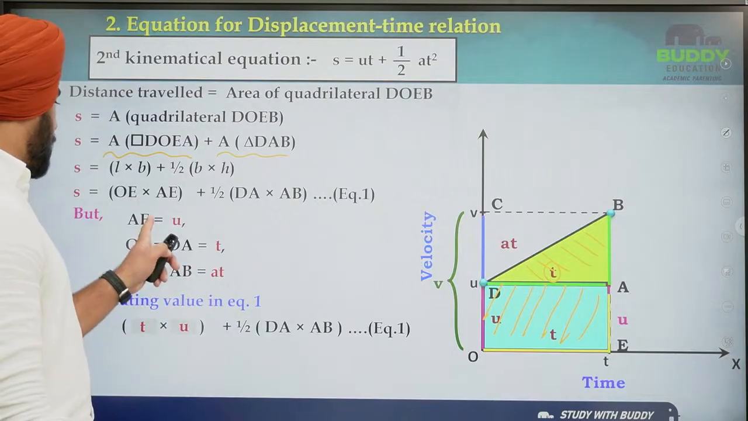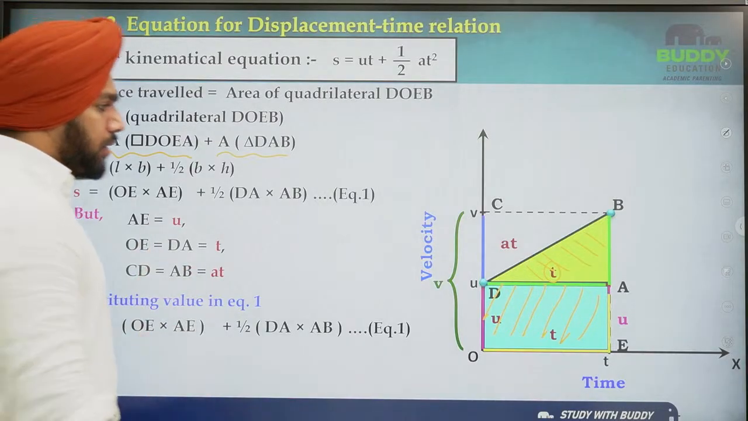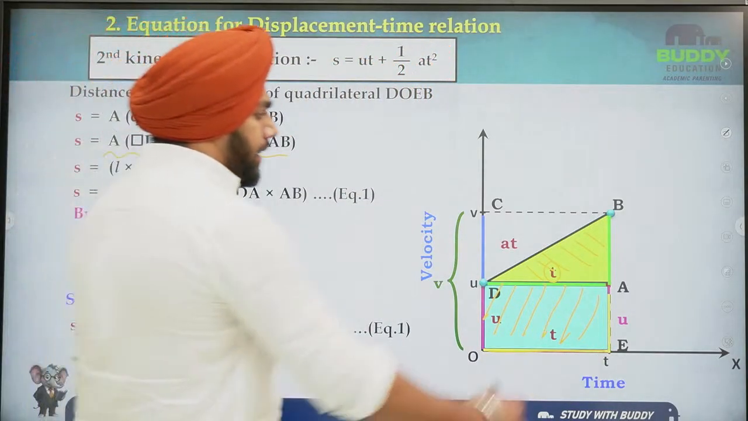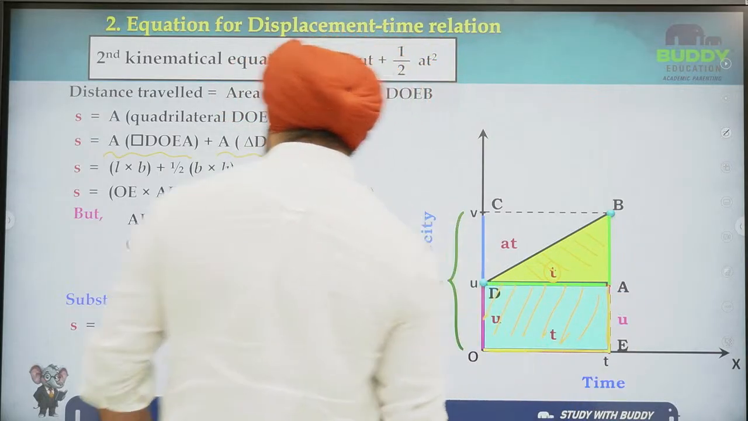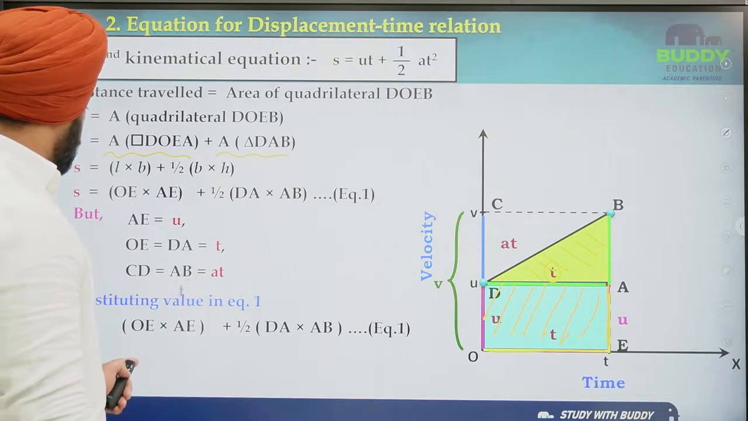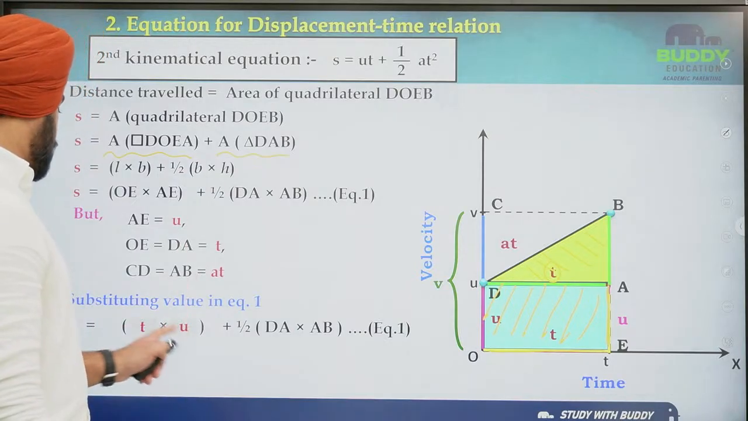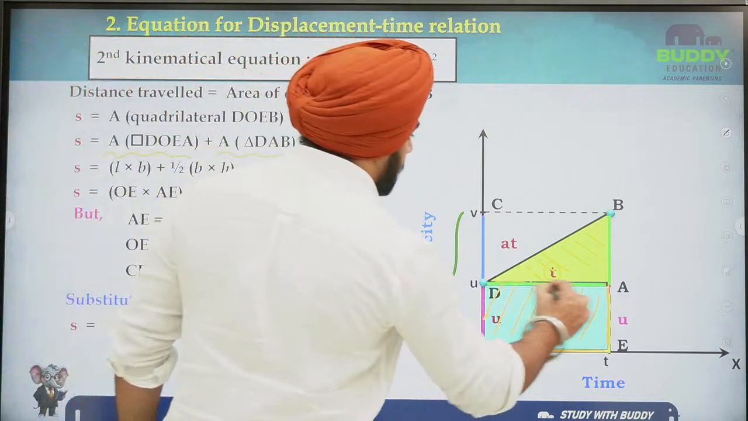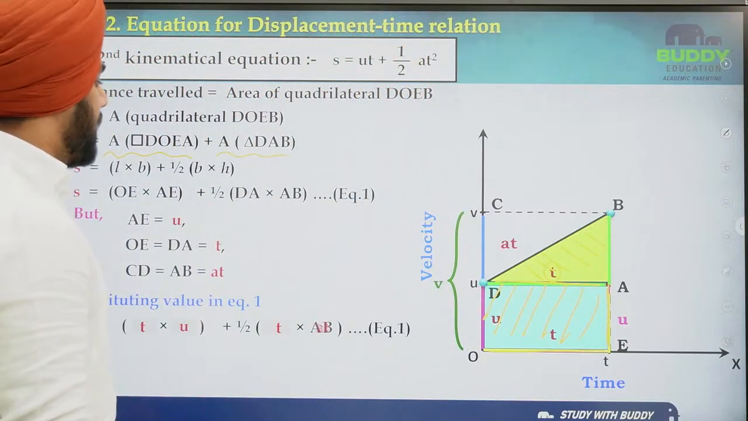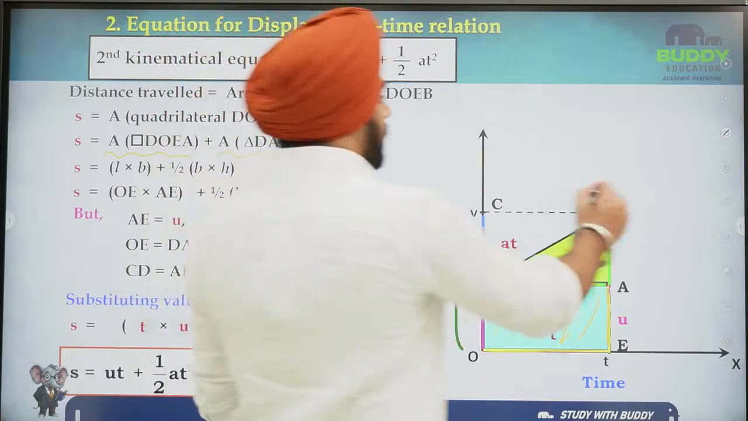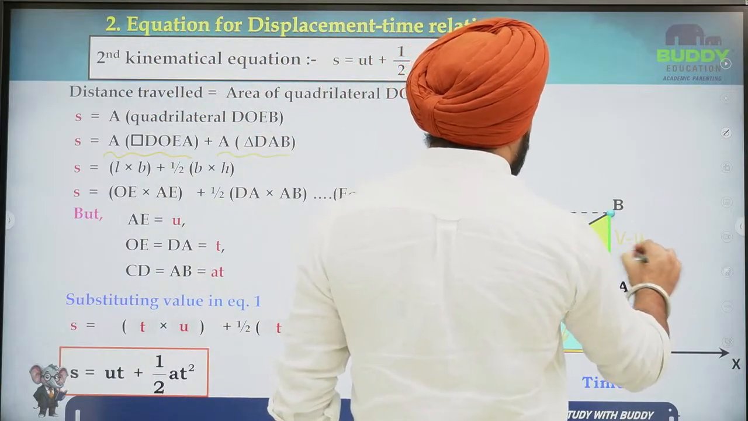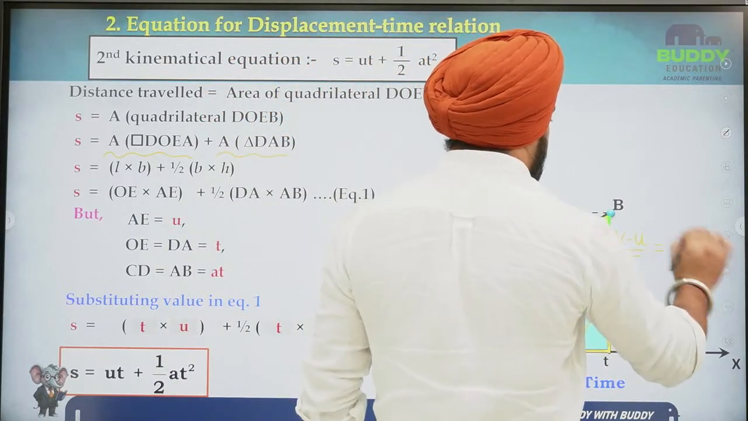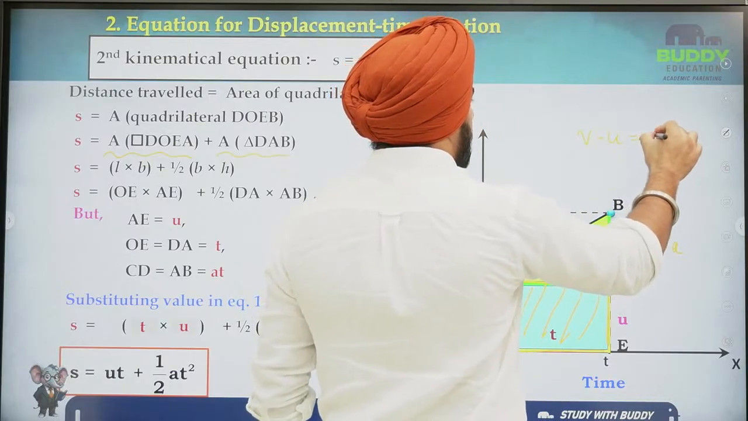So in the place of, see, just take a look, OE. What is OE here? It is time, right? In the place of AE, AE is the initial velocity, right? So in the place of OE, it is time. In the place of AE, it is initial velocity. So area of rectangle, you got UT plus again base is time, T, and AB is AT, because here we can write down V minus U. This is V minus U, and V minus U by T is A, right? So V minus U can also be written like AT.